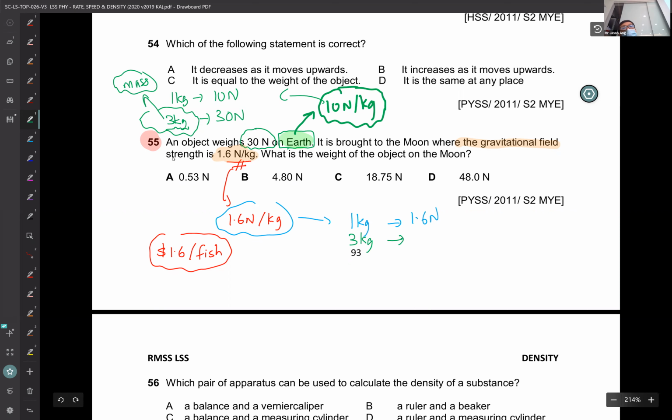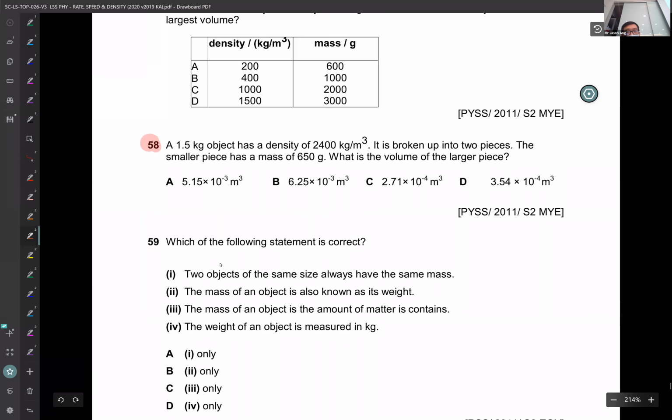If you go to the moon, can you calculate what the weight will be on the moon? You take 3 times 1.6. And then now you get 4.8. Can you understand what's going on? Okay, copy this. This is an important question. Pause the recording.